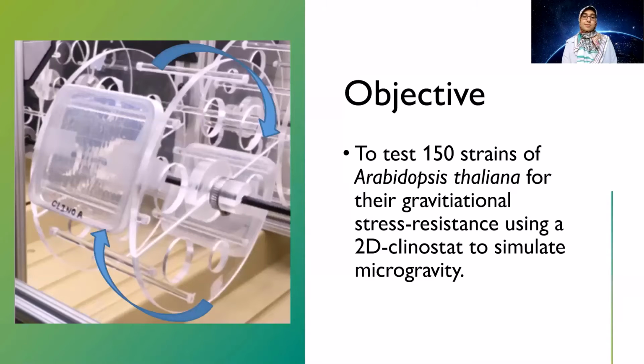Our objective was to test 150 strains of Arabidopsis thaliana for their gravitational stress resistance using this device on the left called a 2D clinostat, which simulates microgravity by spinning and basically confusing the plant as to which way the gravity vector is.